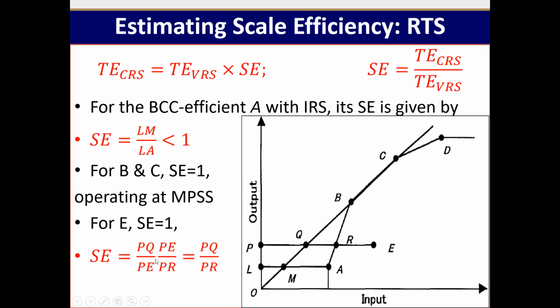See, this is calculated on your left here. So PQ over PE, okay? And then you have PR over PE, divided by, but when I swap it, you get PE over PR. So when you cancel the PE and the PE, you are going to get PQ over PR. So PQ divided by PR is actually the scale efficiency for E. And that is also equal to what? Equal to 1. Okay? So it means that that firm is exhibiting constant returns.